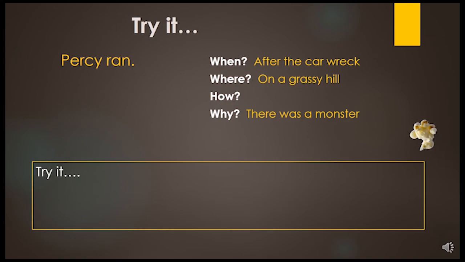Oftentimes, writers use the when part at the beginning to start their sentence and then put a comma after it. You can put a when part at the end or the beginning, but let's just try it at the beginning. So if I take Percy ran, right here, as my simple kernel sentence, and then I'm going to add these parts to it. Let's look at what that'll look like.